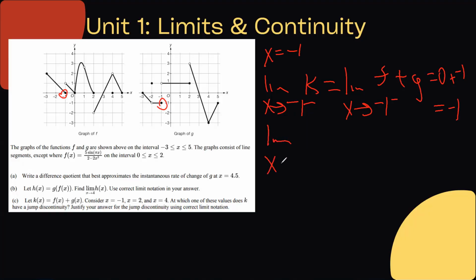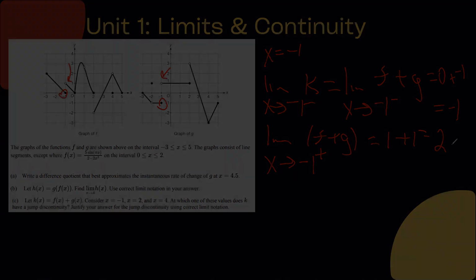The limit as x approaches -1 from the right of k, which is the same as from the right of f and g, that's going to be, for f, you're going to approach 1. And for g, you're going to approach 1 also, which gives us 2. Since -1 is not equal to 2, then you would have a jump discontinuity because the left and right-handed limits exist, but they're different. K would not have a jump discontinuity at 2 or at 4, and we could look at the same left and right-handed limits.